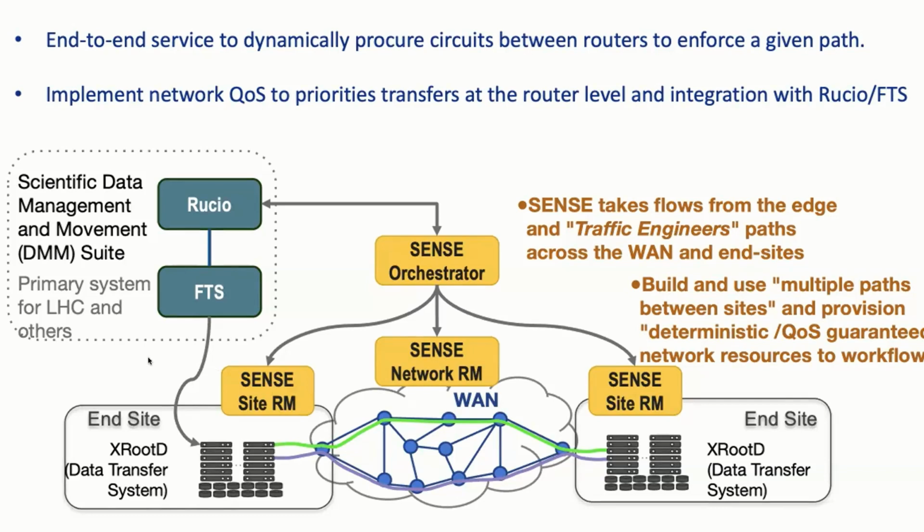So we are using this SENSE architecture here at Fermilab, and we established a test bed of the SENSE architecture here at Fermilab. How it basically works: the SENSE orchestrator communicates with Rucio and FTS, and then it identifies the requirement of the data transfer, and it creates the end-to-end path by using the network resource manager of SENSE and the network site manager of SENSE. So it creates an end-to-end QoS guaranteed and priority path whenever we require a large amount of data transfer from one end to another. In this way, we can efficiently utilize the bandwidth that we have.